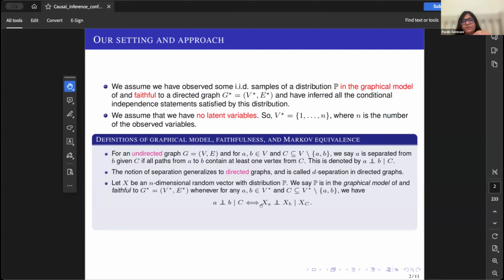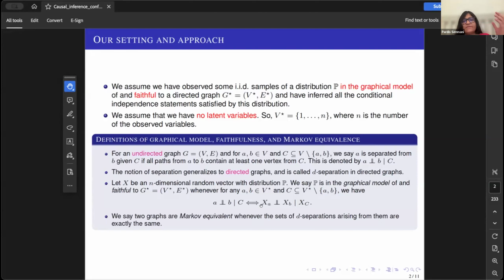And so let's say that X is an n-dimensional random vector with distribution P. When we say that the distribution P is in the graphical model of and faithful to the graph G star, we mean that for any two vertices A and B in the vertex set of G star and any subset of vertices C, A is deseparated from B given C in the graph if and only if the random variable X_A is independent from X_B given X_C. So basically our assumption here is that the set of deseparations of the graph exactly encodes the conditional independence statements that arise from the distribution.